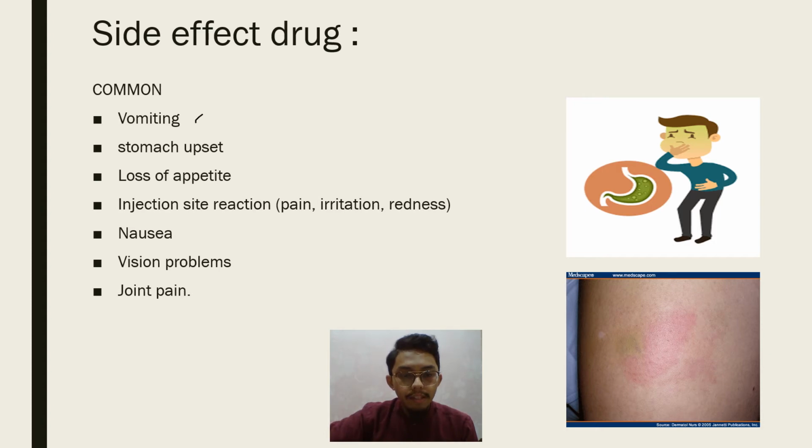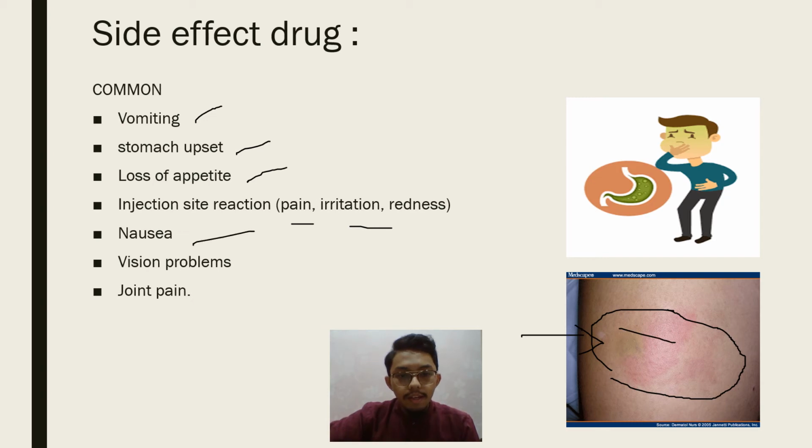Next, these are the side effects of the drug. First is vomiting, stomach upset, loss of appetite, and injection site reaction. As you can see here, this red area is the side effect of this drug. Don't worry, it is common, and it will cause a little pain, irritation, and also redness like this. Next is nausea, and then vision problems and joint pain. These are common side effects.